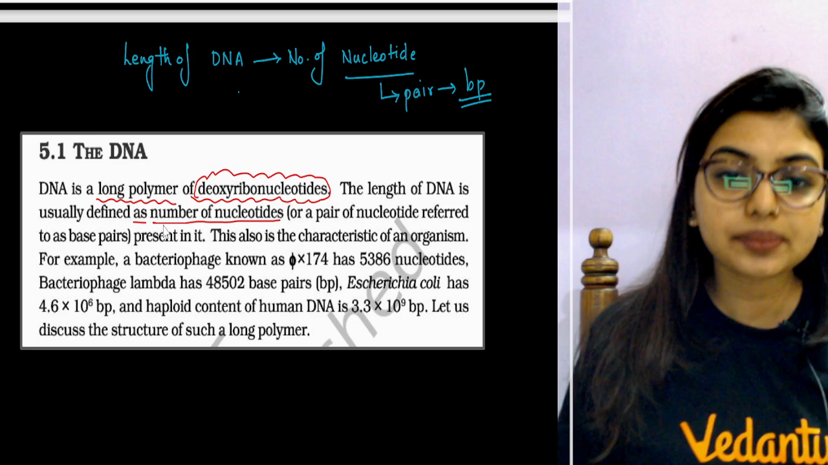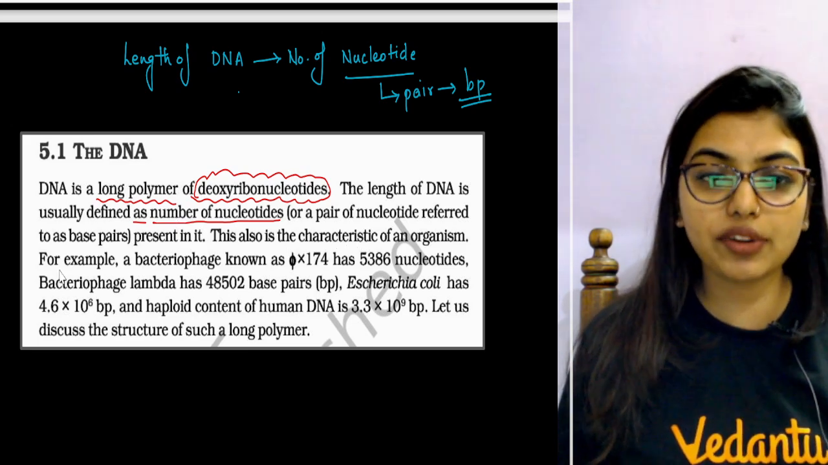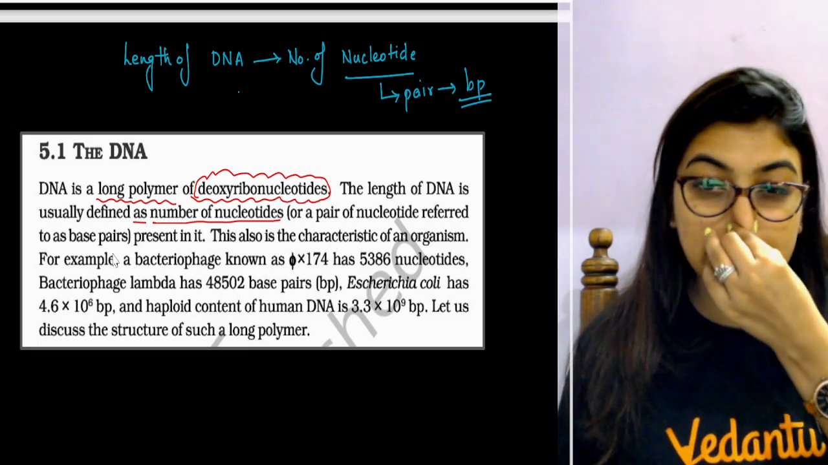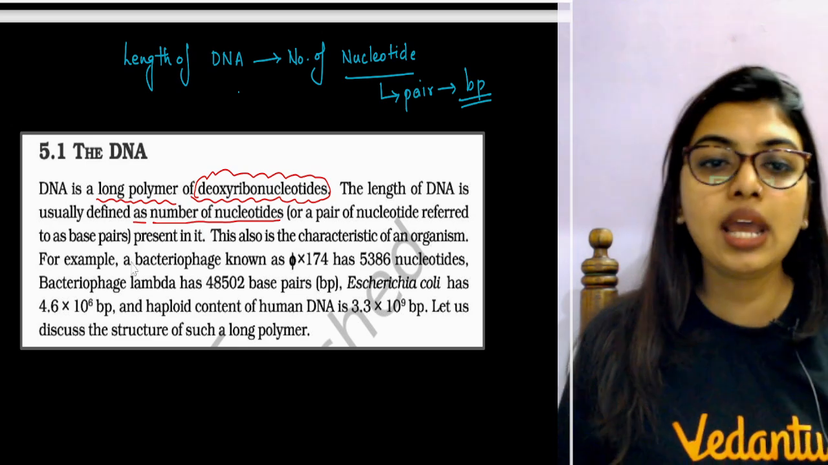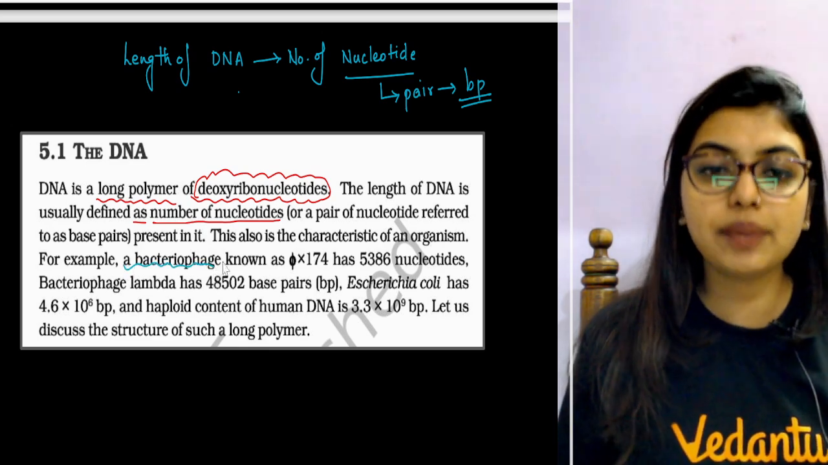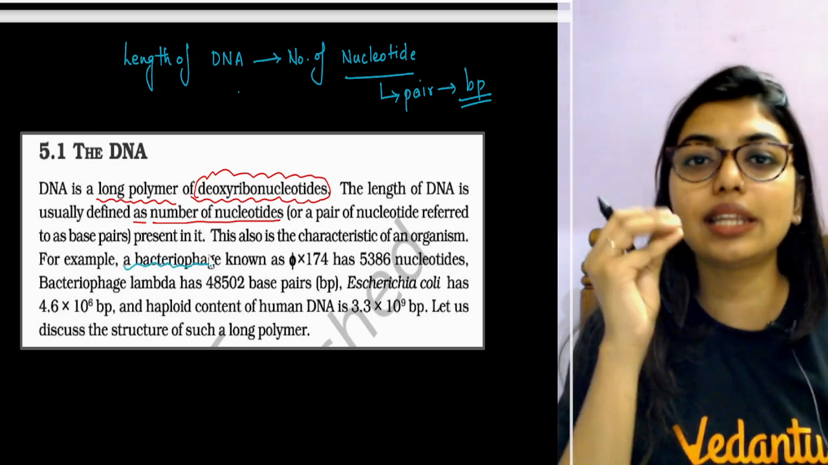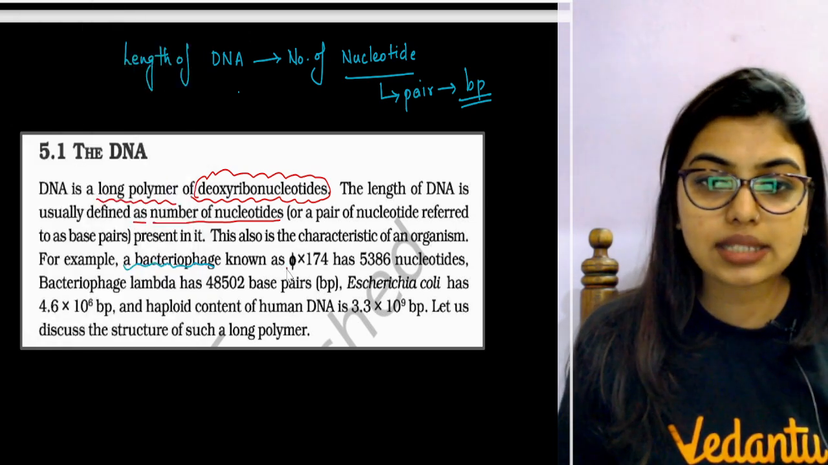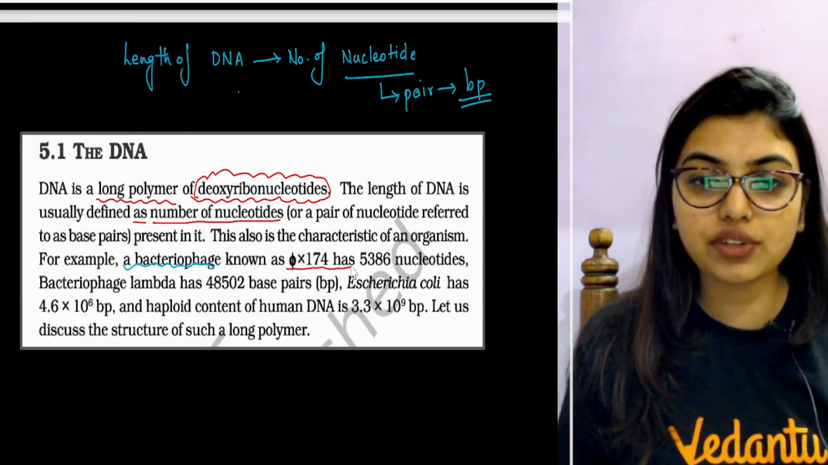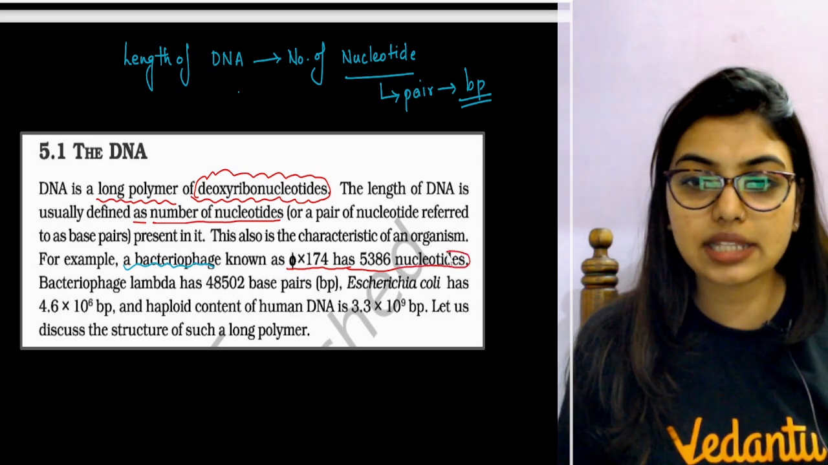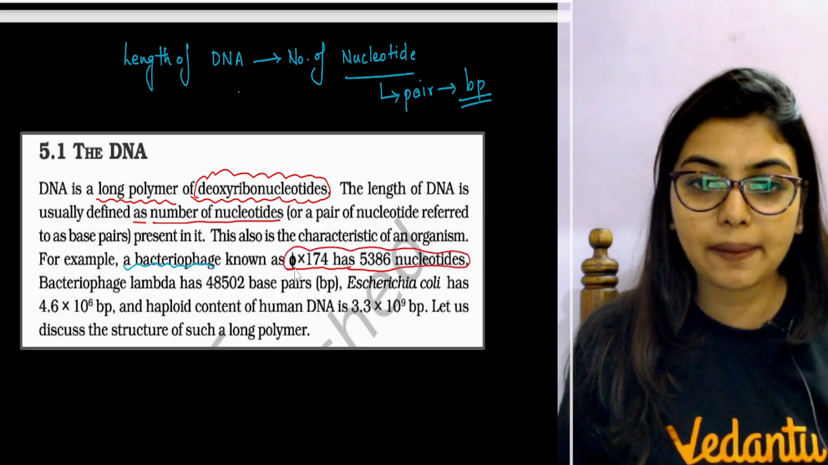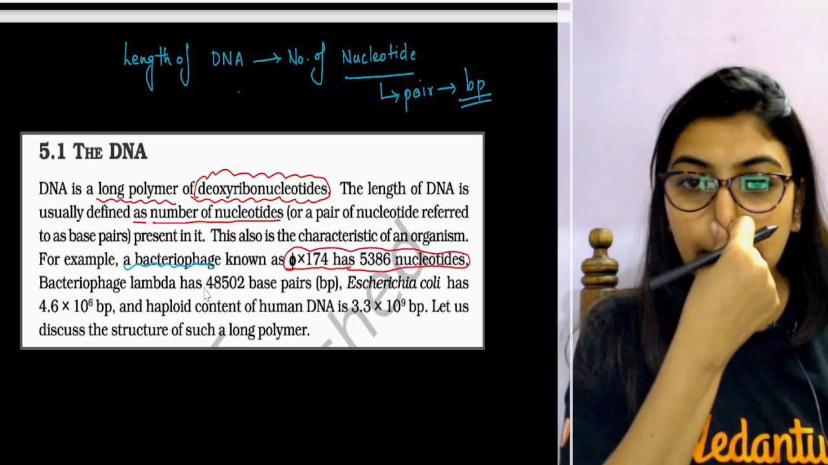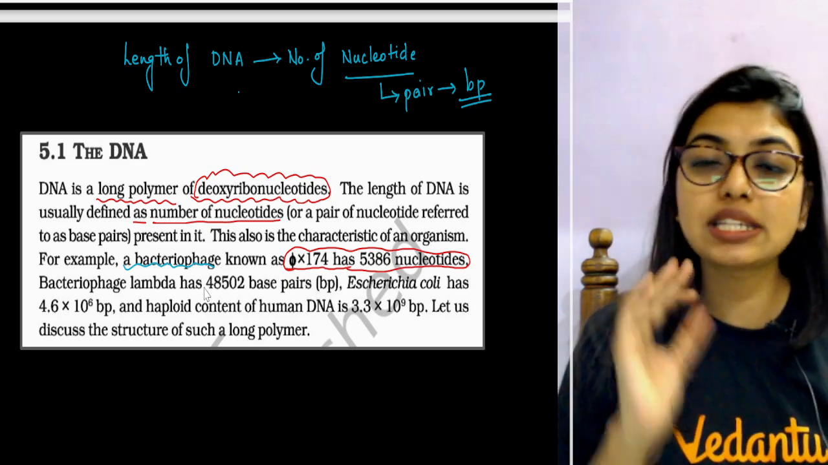Okay. Now, this is also a characteristic of an organism. For example, a bacteriophage. A bacteriophage is a virus that can infect bacteria. It is known as phi X174, which has 5386 nucleotides. Got it? These numbers you have to learn by heart.